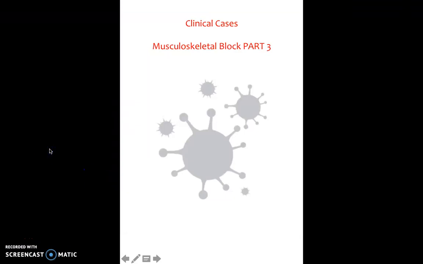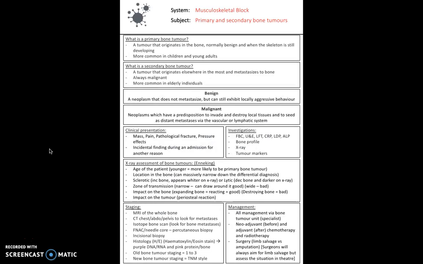Hello and welcome to part 3 of the musculoskeletal block for clinical cases. Today we're going to be taking a look at some more of the musculoskeletal abnormalities, including bone tumours and soft tissue tumours, osteoarthritis, injuries to the muscles, ligaments and tendons that can occur, fibromyalgia and soft tissue rheumatism, carpal tunnel syndrome, and scoliosis, kyphosis and lordosis. So let's get started by looking at bone tumours.